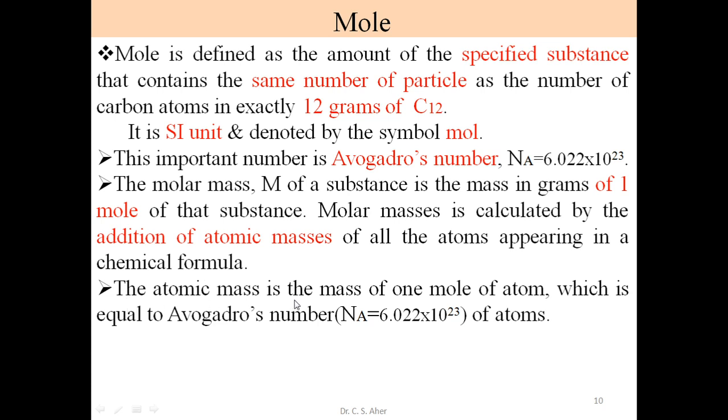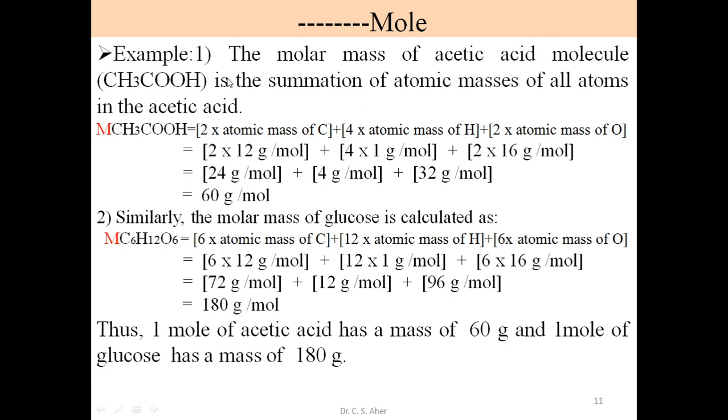The atomic mass is the mass of 1 mole of atoms. What is atomic mass? It is the mass of 1 mole of atoms, which contains Avogadro's number of atoms. If we take 1 mole of atomic mass, the number of atoms present in that 1 mole is 6.022 into 10 raised to 23. See this example to make the above point clear.